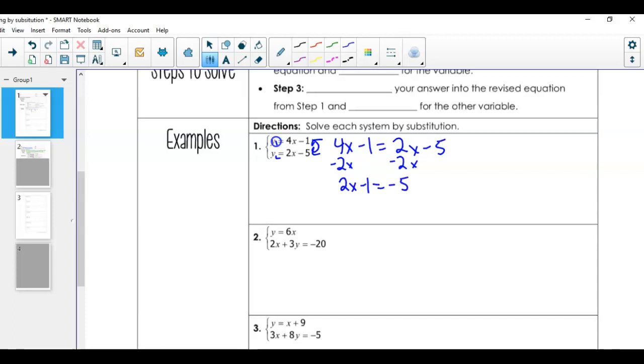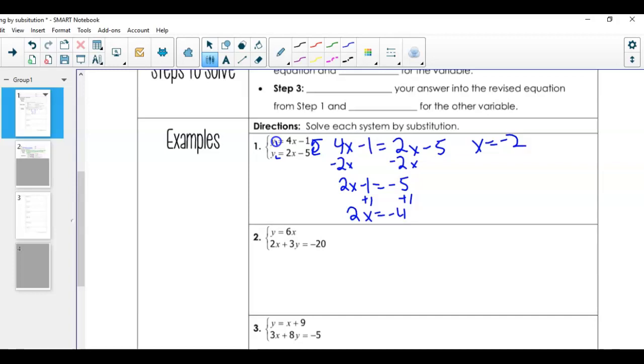And then remember that with these, your end goal is get all of the variables on one side and all of your constants on the other. So now I can add this 1 to the other side and divide. So this has given me the x part of my ordered pair of my solution. I still need to find what is my y value of that ordered pair.